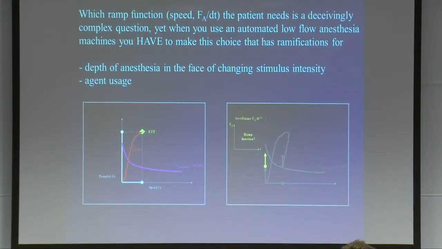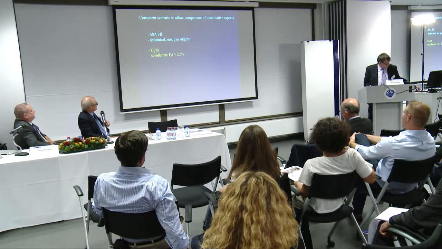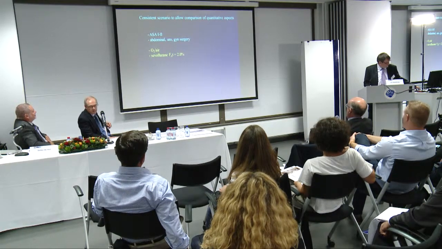Yet, when you use an automated low-flow anesthesia machine, you are going to have to enter a number, an end-tidal target. And you have to know that this has ramifications for the depth of anesthesia and for agent usage. So now let's see how the different machines at this time implement this. Throughout the remainder of the lecture, I'm going to show you data on patients that underwent abdominal, urological or GYN surgery with a target sevoflurane concentration of 2% in oxygen and air, just because I have a lot of data on 2% end-tidal with the different anesthesia machines.